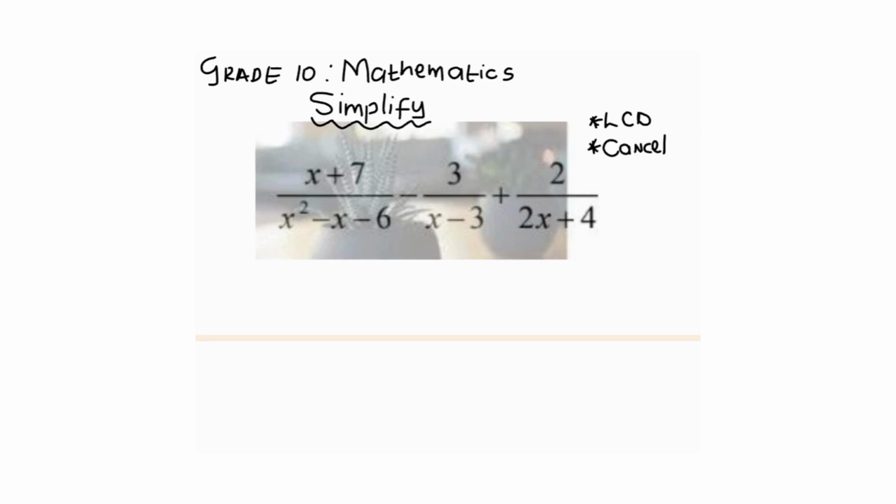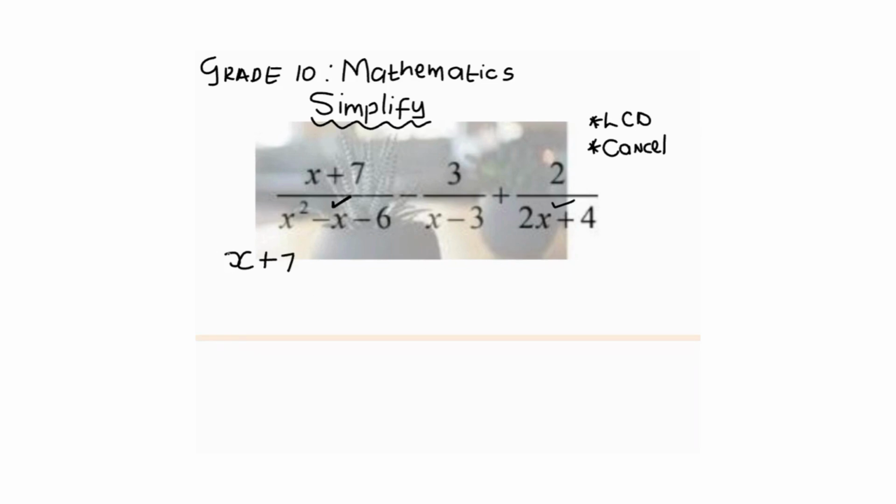Okay, so the first thing that you need to do when you are working with a fraction is to check on your numerators or your denominators if there's anything that should be factorized. You have a trinomial over there and a binomial over there. They need to be factorized. So we're keeping the x plus 7 as it is.